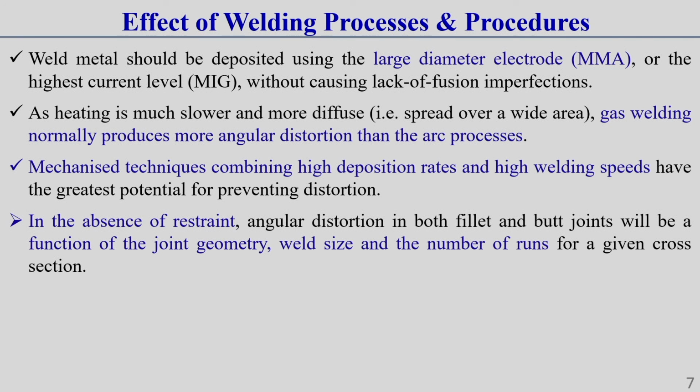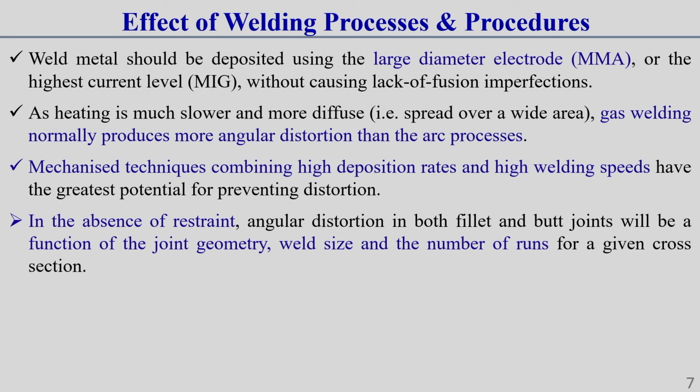metal should be deposited using large diameter electrodes. That means we should first optimize the diameter of the electrode. The higher the diameter of the electrode, the higher the chance of fewer runs for a thick section of weld. But depending upon the current range and machine capacity, we cannot exceed some range of diameter, because the higher the diameter, the lower will be the current intensity, you can say.